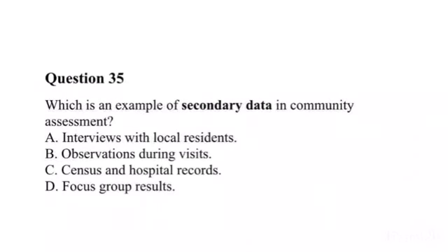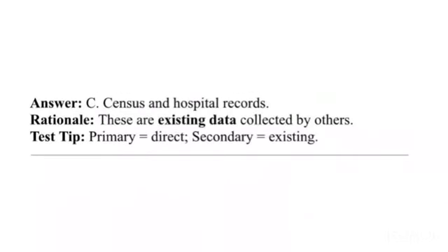Question 35. Which is an example of secondary data in community assessment? A. Interviews with local residents. B. Observations during visits. C. Census and hospital records. D. Focus group results. Answer: C. Census and hospital records. Rationale: these are existing data collected by others. Test tip: primary equals direct, secondary equals existing.